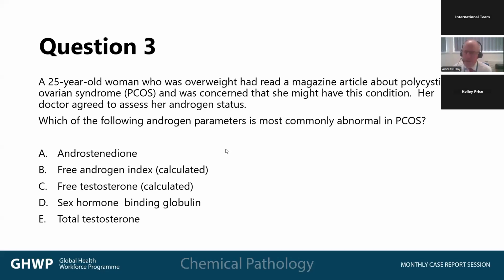This is a 25-year-old woman who was overweight and had read a magazine article about polycystic ovarian syndrome. She was concerned that she might have that condition. Her doctor agreed to assess her androgen status. Which of the following androgen parameters is most commonly abnormal in PCOS? Okay, thank you. Question 4.